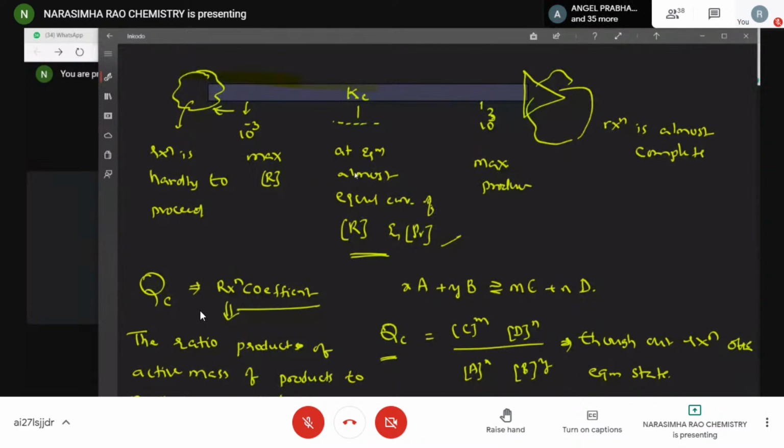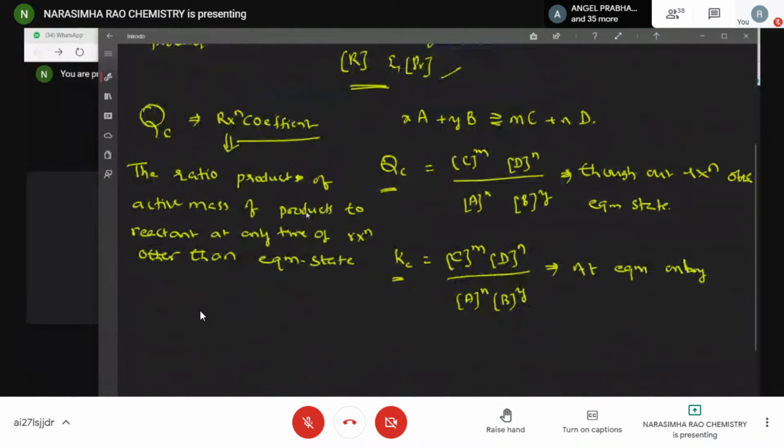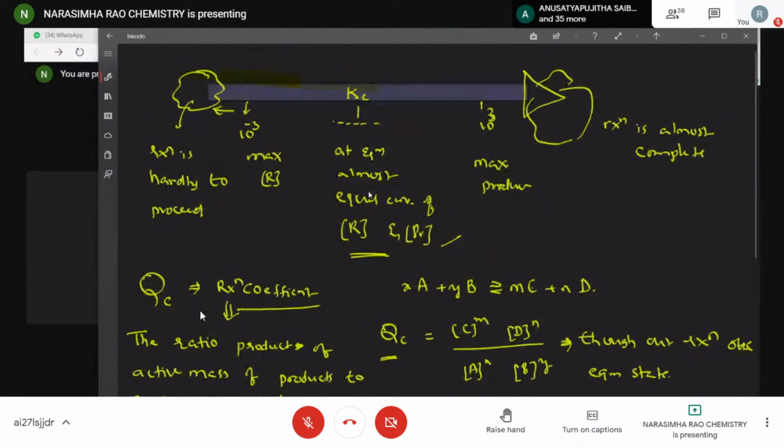So this is an extension of the prediction of reaction, children. This is a continuation of the prediction of the reaction. I already told you, we assumed the Kc value is higher for the forward reaction. If the Kc value is low, the reaction hardly proceeds. Reaction is almost complete, like this. Now, one more side is required.